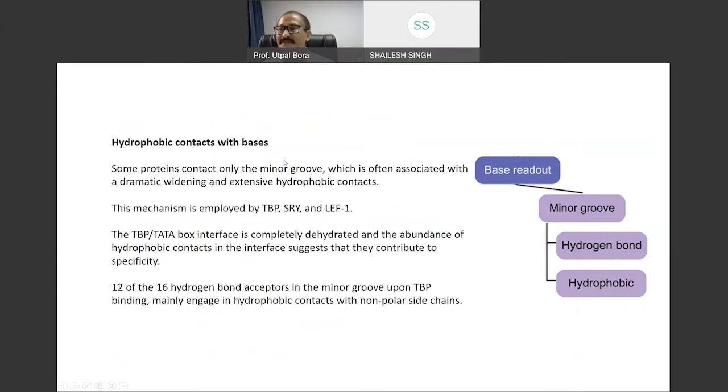Hydrophobic contacts with bases. Here, some proteins contact only the minor groove, which is often associated with a dramatic widening and extensive hydrophobic contact. This mechanism is employed by TBP, SRY, and LEF1. The TBP-TATA box interface is completely dehydrated, and the abundance of hydrophobic contacts in the interface suggests that they contribute to the specificity. So this hydrophobicity is also a factor when it comes to specificity.